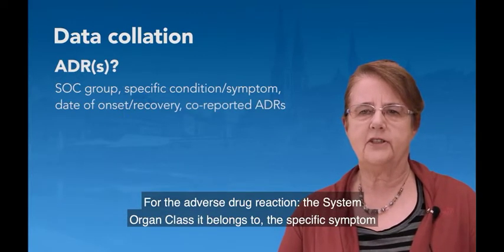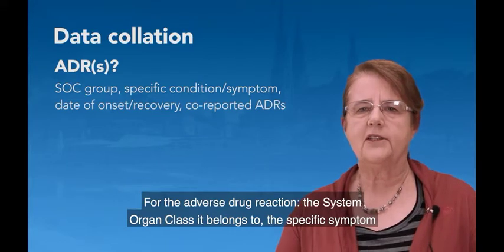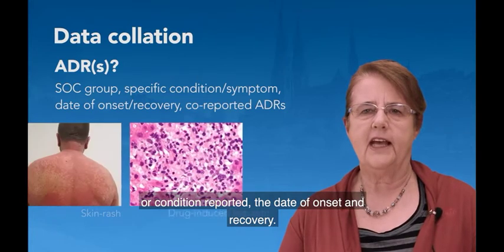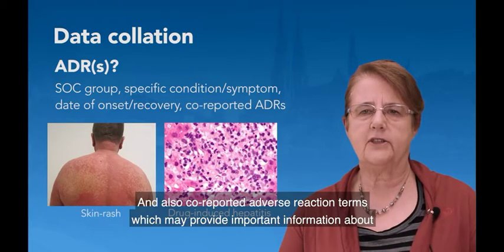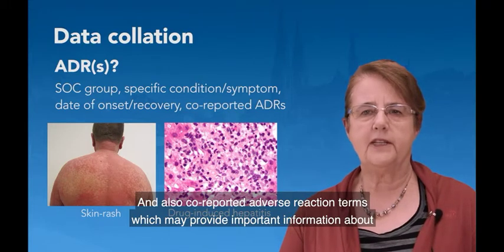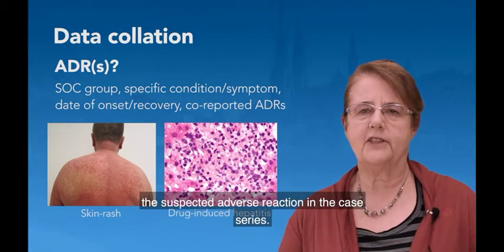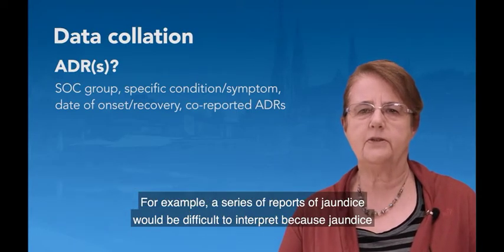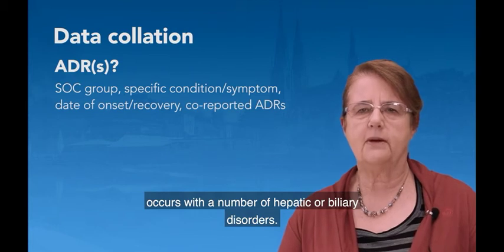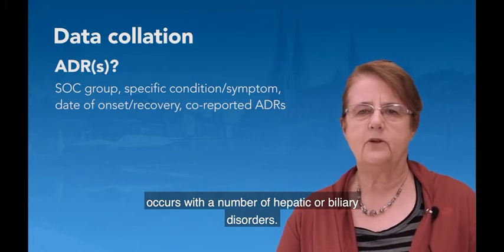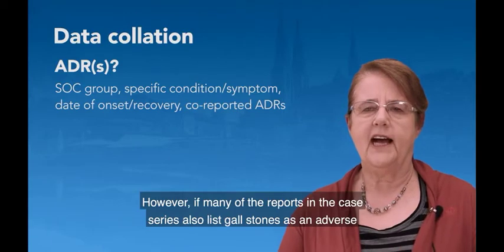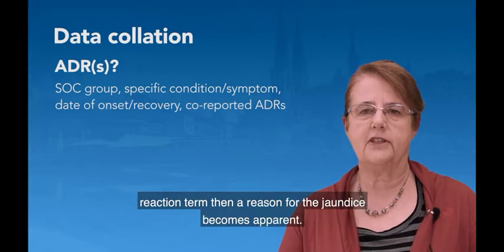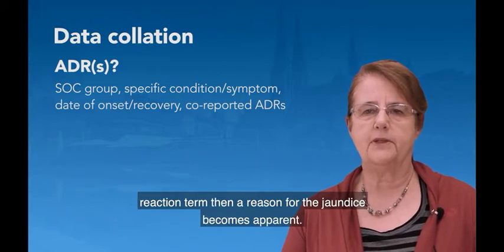For the adverse drug reaction, the system organ class it belongs to, the specific symptom or condition reported, the date of onset and recovery, and also co-reported adverse reaction terms which may provide important information about the suspected adverse reaction in the case series. For example, a series of reports of jaundice would be difficult to interpret because jaundice occurs with a number of hepatic or biliary disorders. What is the drug actually causing? However, if many of the reports in the case series also list gallstones as an adverse reaction term, then a reason for the jaundice becomes apparent.